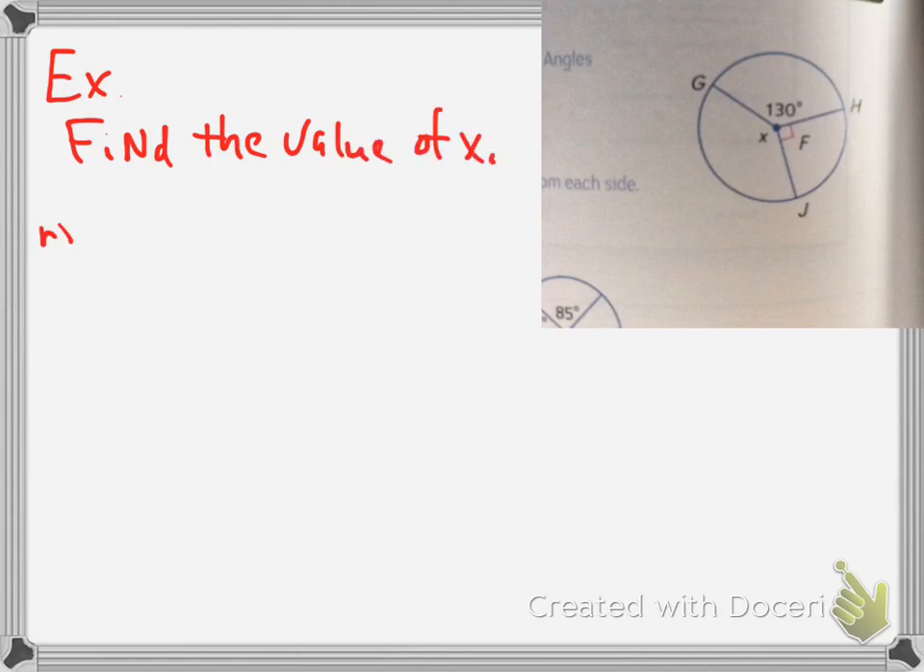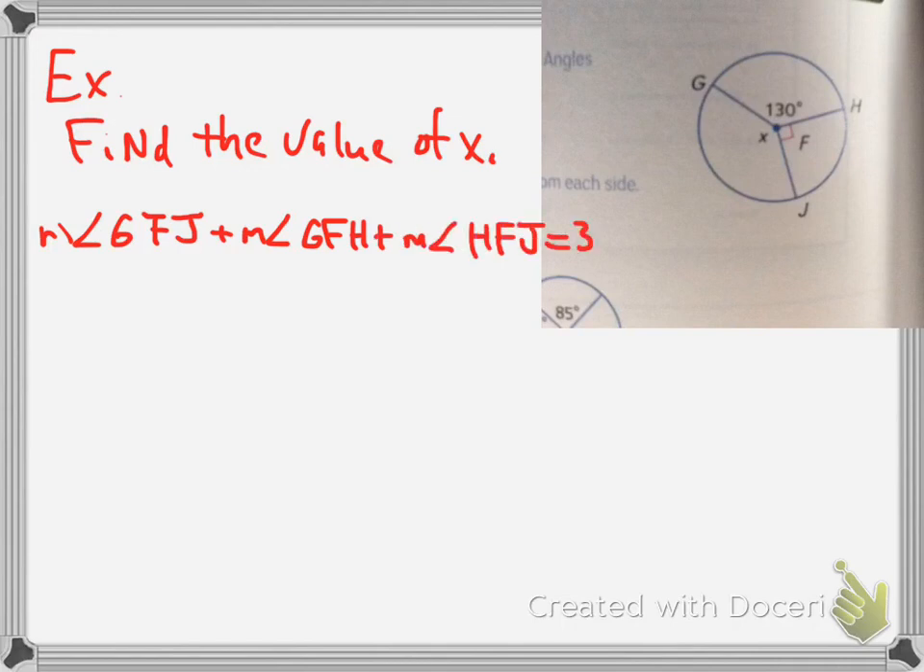Okay. So what's the next thing here? Let's look at this. Here we have some angles, and if we added all three of those together, we could find the value of x, right? Because look, angle GFJ, which is going to be the x, and the measurement of angle GFH and the measurement of angle HFJ are going to equal 360 degrees. So if you put all three of those angles together, they're going to equal 360 degrees.